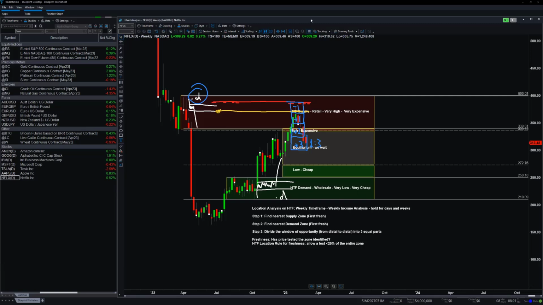Now, if I looked at this analysis after the fact that this has happened, this zone, the supply zone, is not fresh anymore, because price has pierced this level by more than 25%, right?